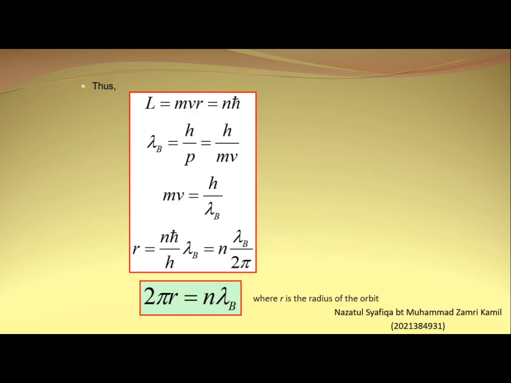From that equation, we get L equal to mvr equal to nh over 2 pi. Lambda b equal to h over p equal to h over mv, then mv equal to h over lambda b, then r equal to nh over 2 pi times h over lambda b, equal to n lambda b over 2 pi. Then we get 2 pi r equal to n lambda b, where r is the radius of the orbit.